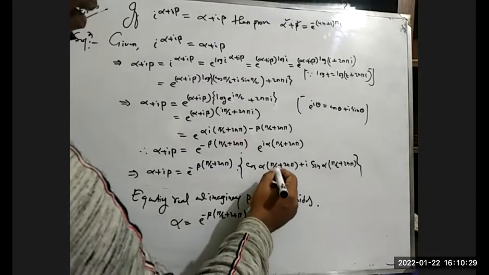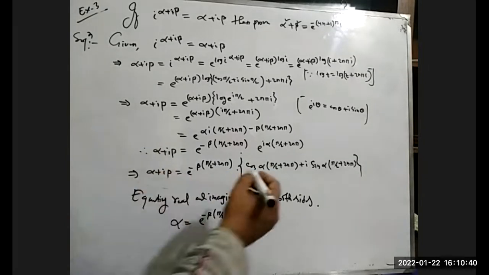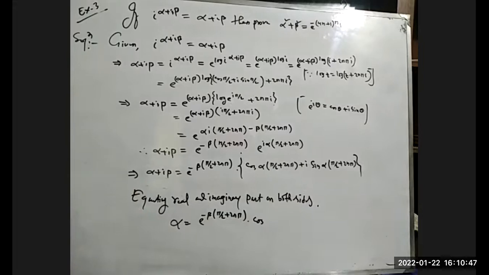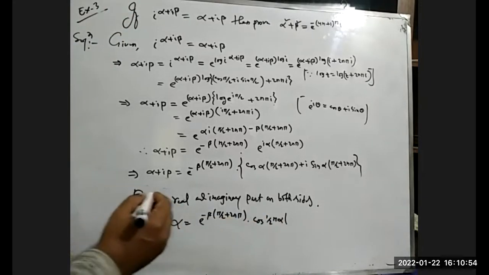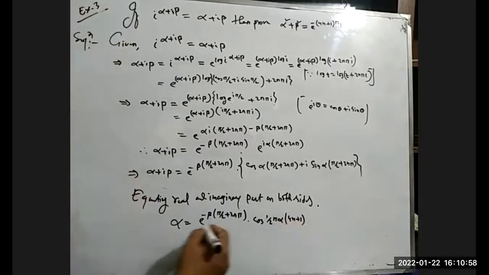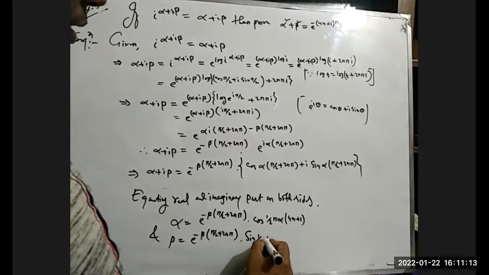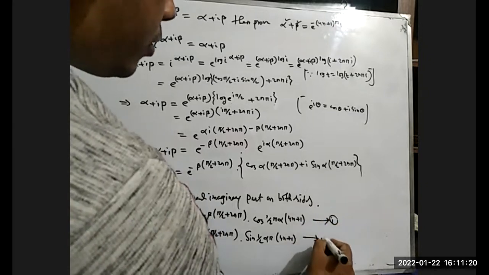What will be, pi will be common, so cos half can also be common, so we get here alpha equals e to the power minus beta pi by 2 times 4n plus 1 into cos of half pi alpha, and beta equals what will be, the imaginary part, sine of similarly half alpha pi. This is equation number 1 and this is equation number 2.